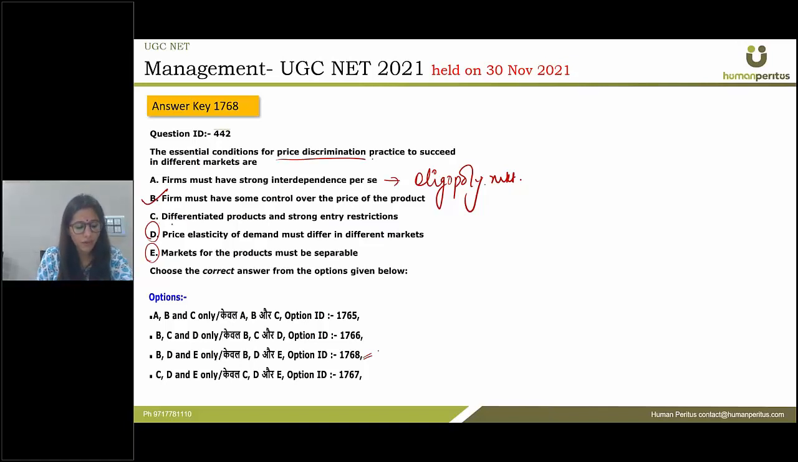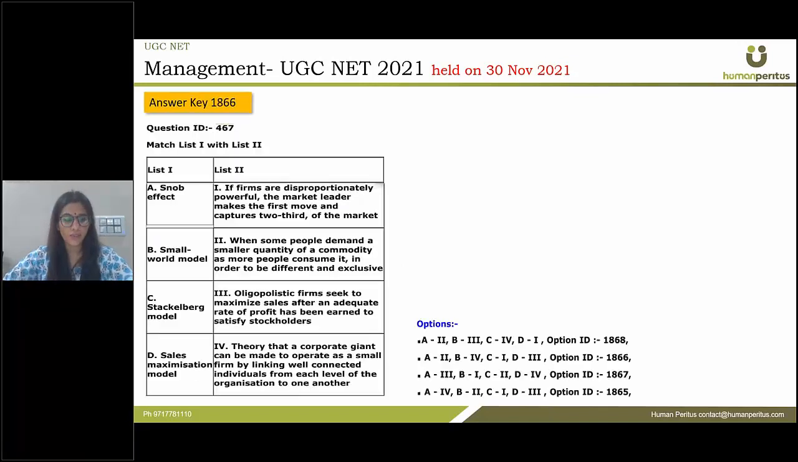Now the C option is differentiated products and strong entry restrictions. No, this is clearly not a condition for setting up a price discrimination kind of practice. All right, so accordingly, B, D and E are the correct statements, and our option 1768 comes out to be the correct answer for this. Next question. This is match the following.